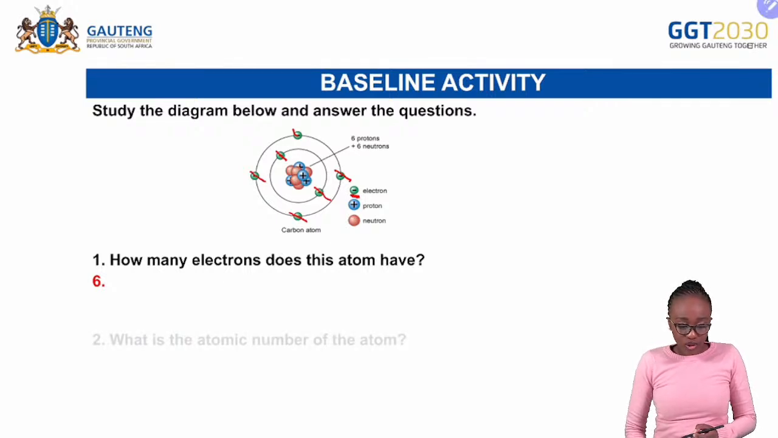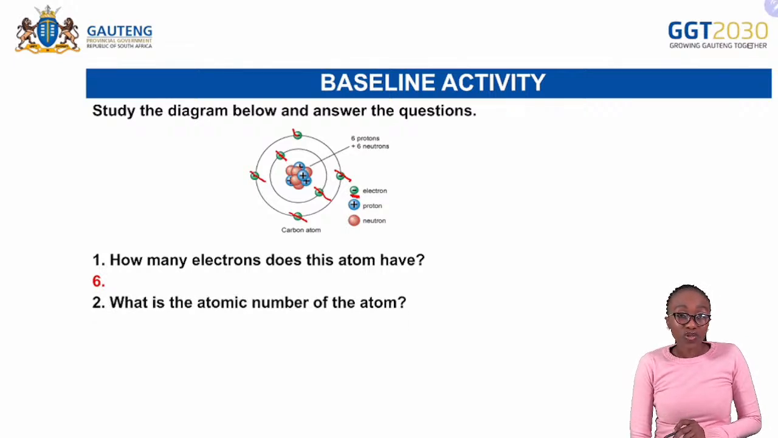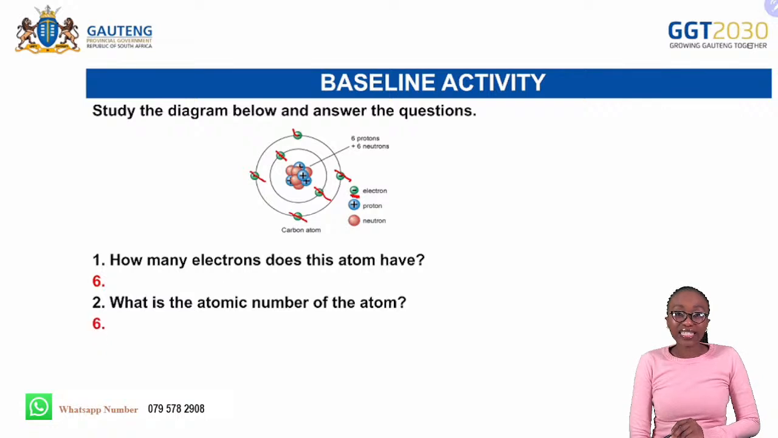And then number 2, what is the atomic number of the atom? Look at the diagram. Focus on the diagram, and then tell us what the atomic number of the atom is. Don't forget to send in your answers to 079 576 2908. So the atomic number is 6.